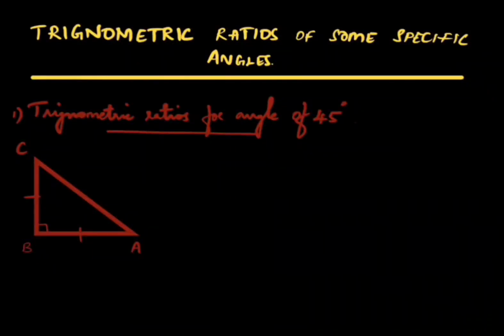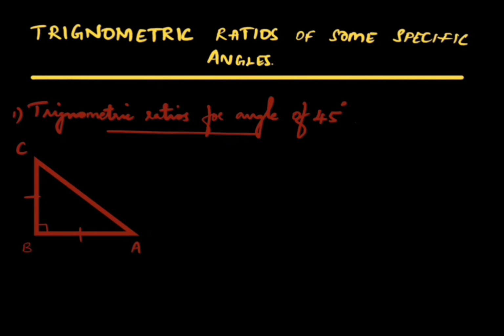In this video, we'll learn about trigonometric ratios of some specific angles. We'll be seeing ratios for 0 degrees, 30 degree, 45 degree, 60 degree and 90 degree. Then finally, we'll construct a table and try to remember them for our further use.